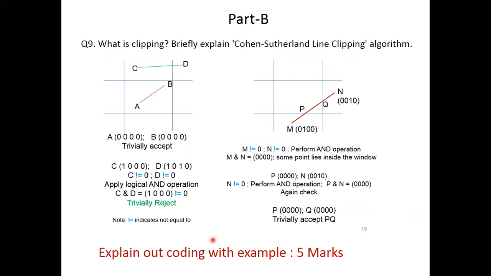Then explain with 2 or 3 straight lines, for instance the trivially reject condition and trivially accept condition. Here you are supposed to carry out the bitwise AND operation for every intersection point, and find out which portion will be really visible. Explaining with the help of a few straight lines, the bitwise AND operation, and finding 0, 0, till you get the trivially accept condition. This explanation carries 5 marks.